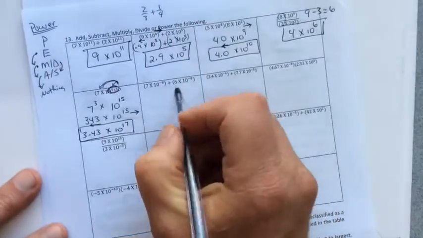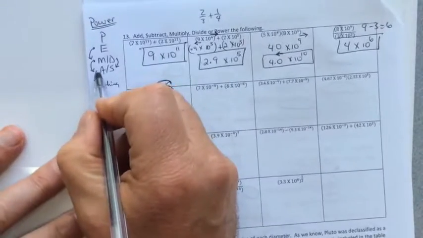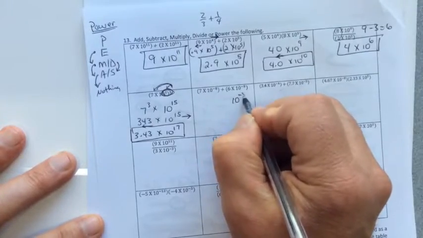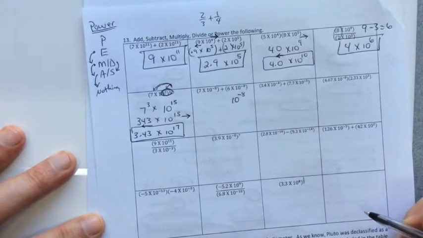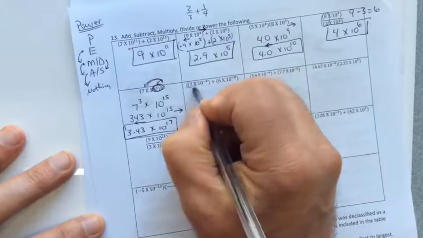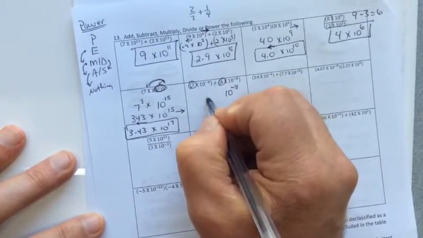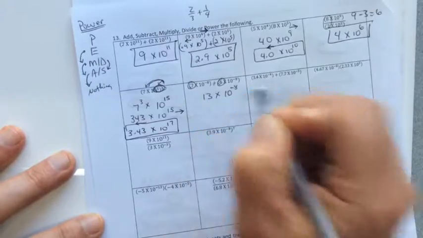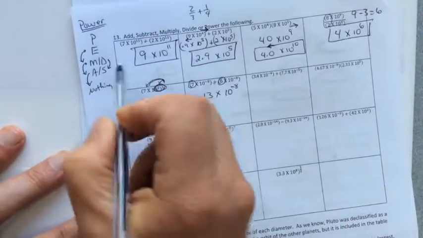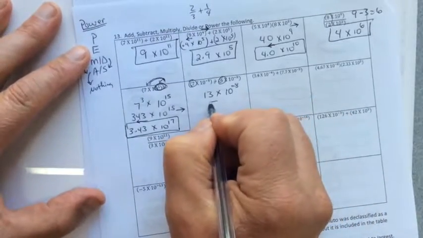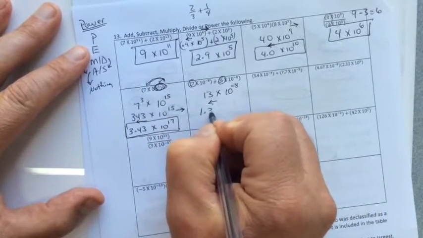Okay, the next one is add. Add means the powers do nothing. So I already know that it's going to be 10 to the negative 8. And now I have to add 7 plus 6. So 7 plus 6 is 13. So the answer is 13 times 10 to the negative 8. The powers did nothing, and then you just do whatever it says. But that's too big, so we fix it to 1.3.